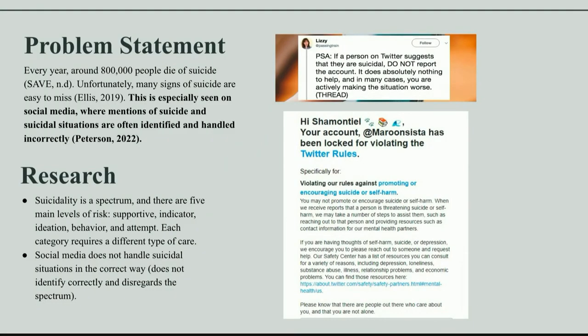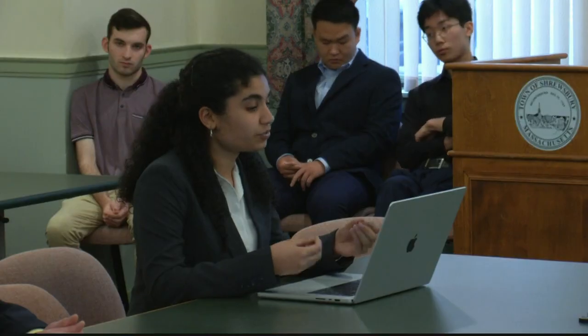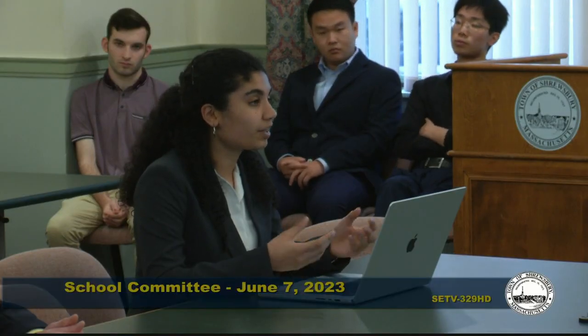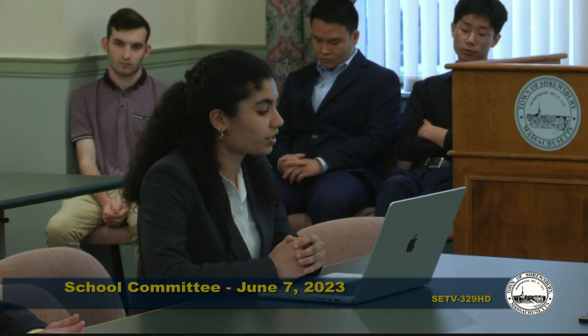So moving on to my background research, this mainly once again revolved around the idea of suicidality. One important thing I would like to highlight is that suicide is a spectrum. There are 5 main levels of risk. This includes supportive, indicator, ideation, behavior, and attempt. And it's really important that we acknowledge and understand that suicide is a spectrum because the action that we should take corresponds to the level of risk indicated by this spectrum. If these two don't correspond with one another, then oftentimes the situation can get a lot worse.